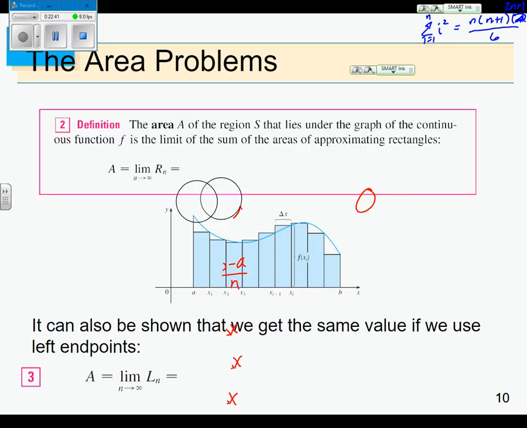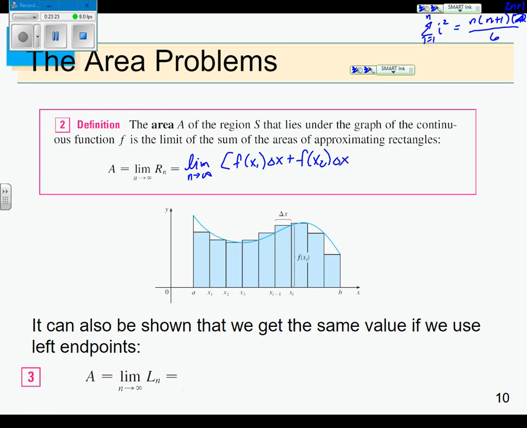But what I want to look at is the actual area of a region. I'm going to formally introduce what I just did on that last example. It says the area A of the region S that lies under the graph of the continuous function f is the limit of the sum of the areas of the approximating rectangles. Let's put that in mathese up here. That just means the area is the limit as n approaches infinity of the height of your first one times delta x, plus f of x2, the height of my second approximating rectangle, times delta x, my width.